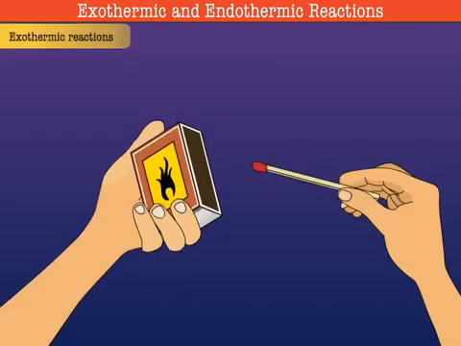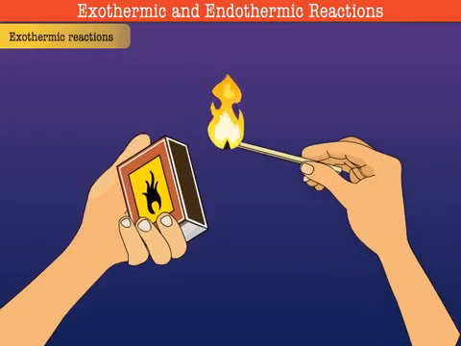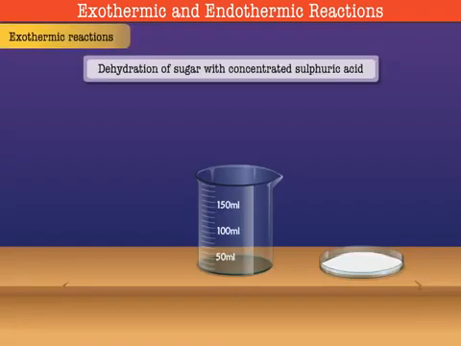Let us look at a few examples of exothermic reactions. Take a matchbox and strike the matchstick on its side. The matchstick burns, giving out a lot of heat. Let's watch this dramatic example of an exothermic reaction: the dehydration of sugar with concentrated sulfuric acid.